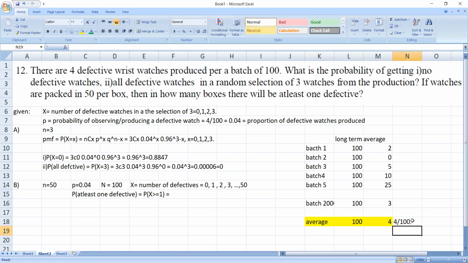So this doesn't indicate that every batch you will have only 4. See what is happening in batch 1 to 5. Sometimes you produce 2, sometimes you produce 0, sometimes you produce 5. So this is a long term average. So it doesn't tell you that if you are producing 50 watches, then you will have only 2 defectives.